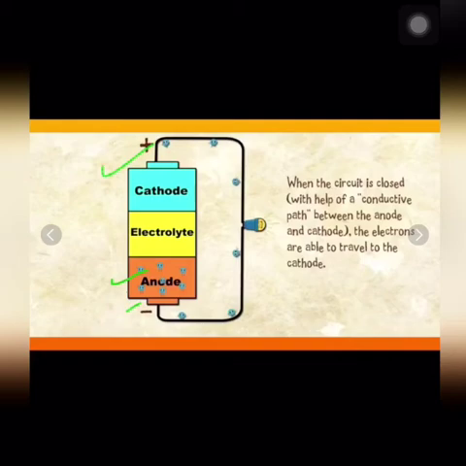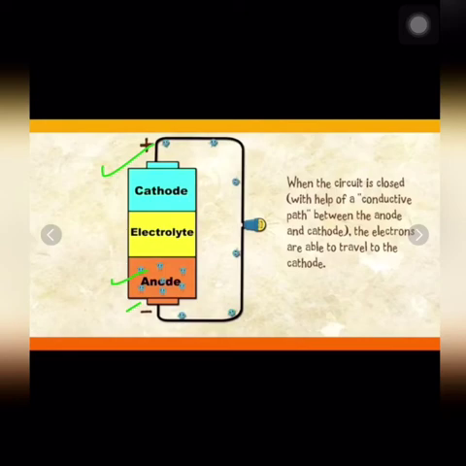These electrons, they are negatively charged. They want to go to the positive side of the terminal, because unlike charges attract each other. So they are negative, this terminal is positive, they want to go on that side. But this electrolyte in between ensures that the electron cannot travel directly to the cathode. So because of this electrolyte, these electrons cannot go directly to the positive terminal of the battery.